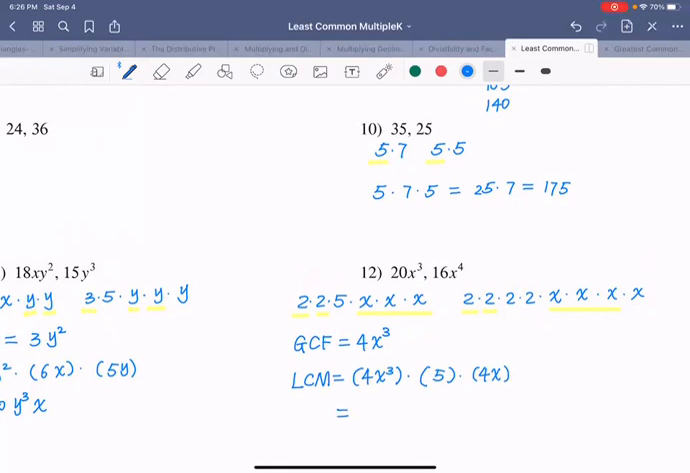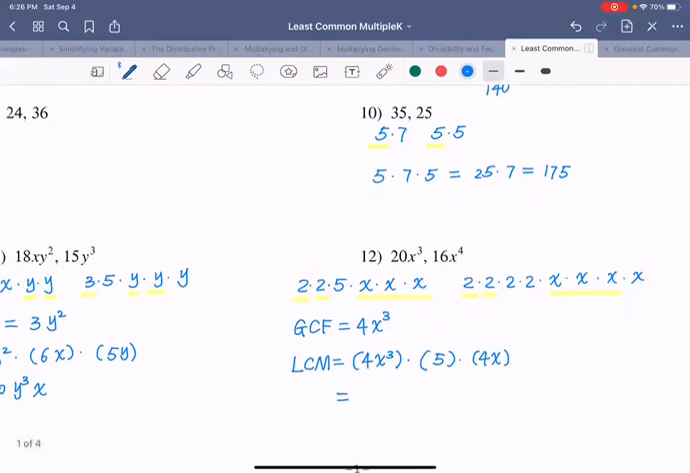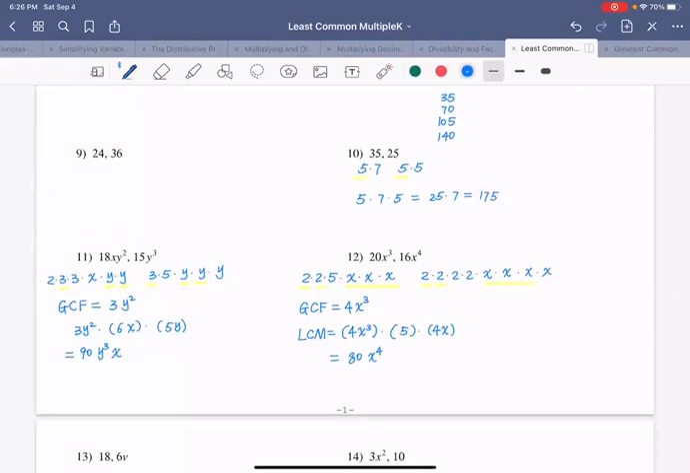Equals 4 times 5 equals 20 times 80. So good. And then 3x cubed times x is x to the 4th power. Good job. Awesome. That's nice. This is good. This is beautiful. I like it. Very good.